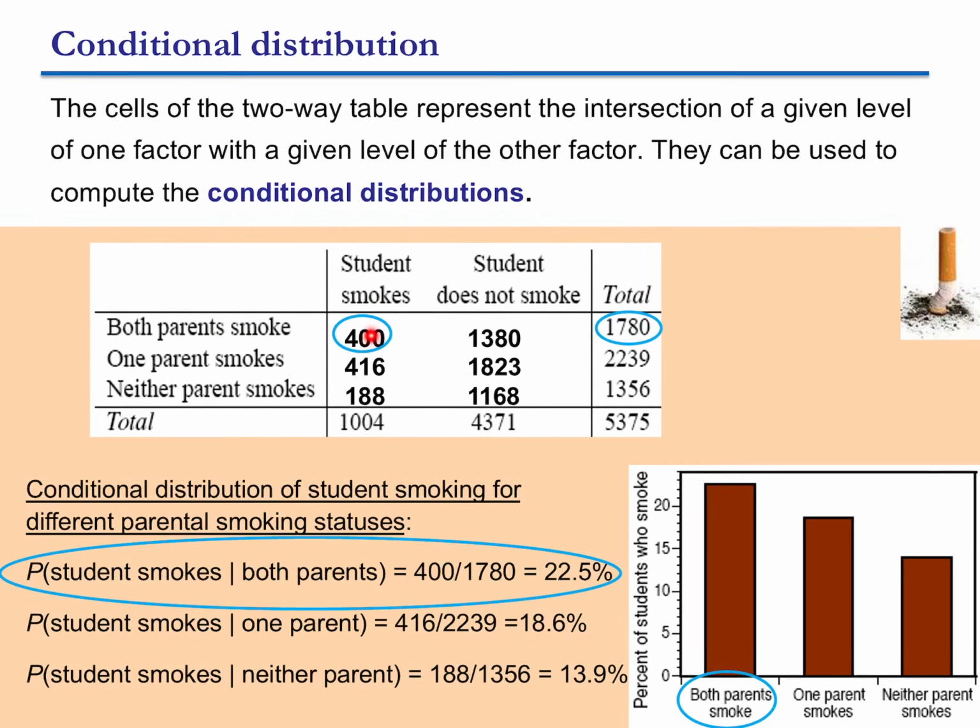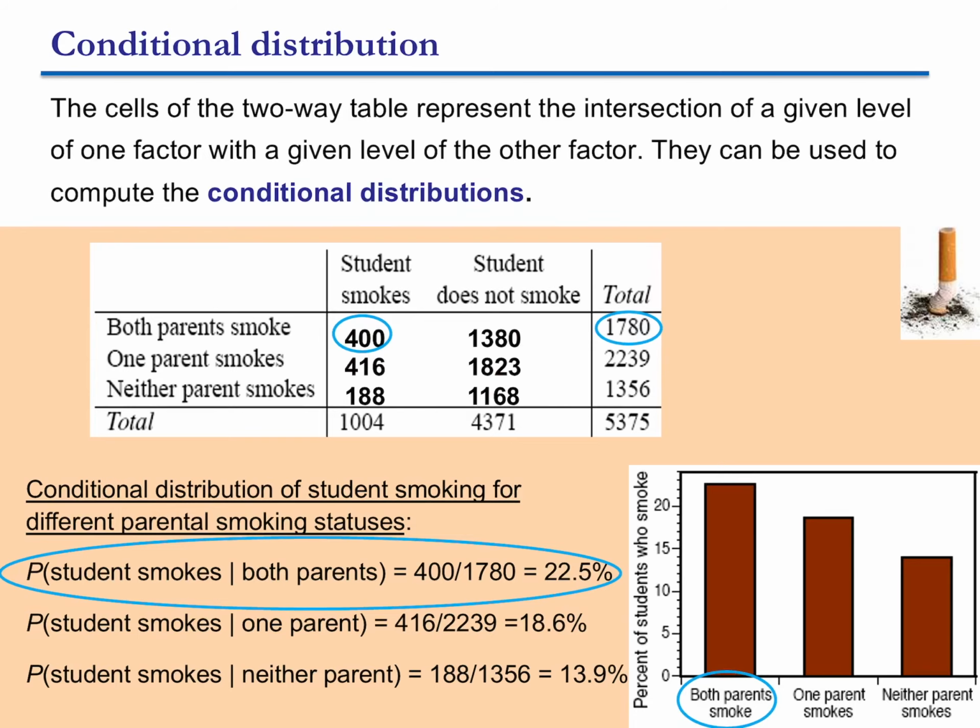400 is the number of students that identified as smoking, yet also lived in a two-parent smoking household. This number is conditional on these two levels of these two variables. Likewise, this number is conditional on this level of student smoking status and this level of parent smoking status. That's why we call these conditional distributions. They're dependent on the various levels of the two variables that we're looking at, okay?